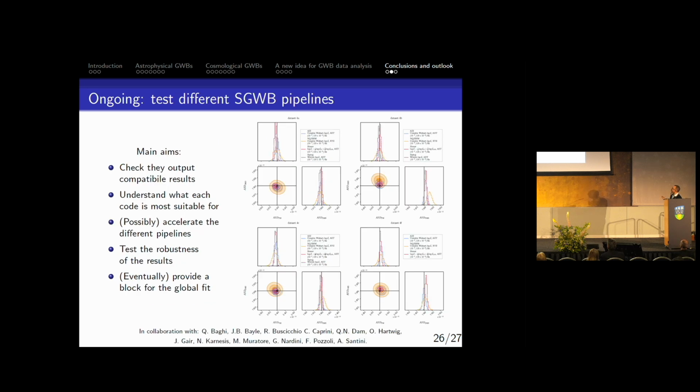Before concluding, at the moment there is an ongoing effort with other people, most of them sitting in the room, trying to compare the different pipelines we have for stochastic background analysis. Here is a list of people. I hope I've not forgotten anyone. We're trying to check, given data generated with LISA Node, if the different pipelines do give results which are compatible with one another and unbiased, and it seems like we're doing reasonably well. But this is ongoing, and eventually the aim would be to provide a block for the global fit, but I should conclude here.